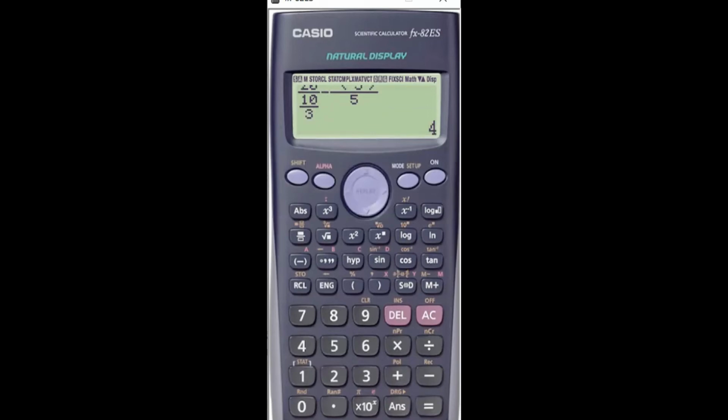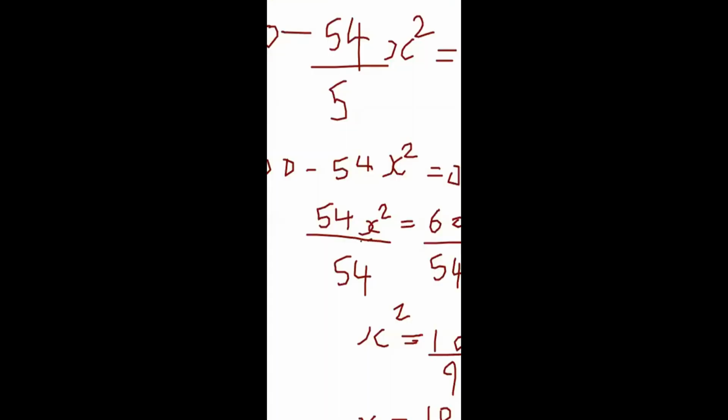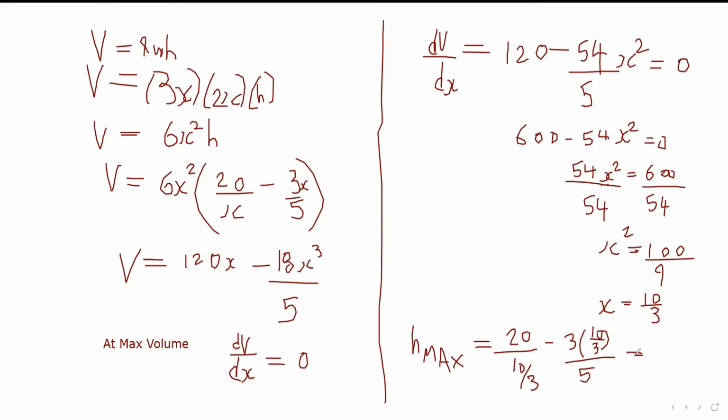Find the height for which the box has its maximum value. The height is 4 centimeters. In this case, h equals 4 centimeters.